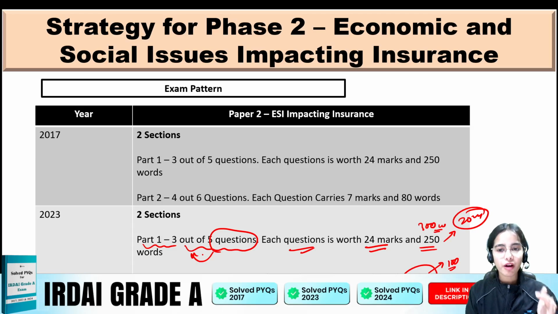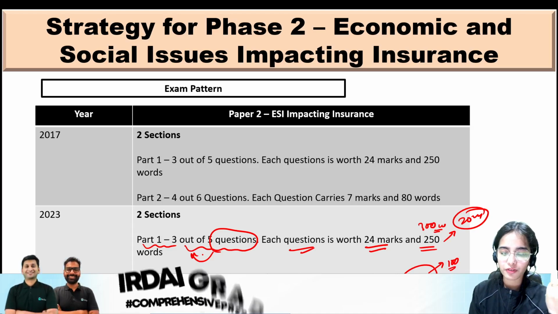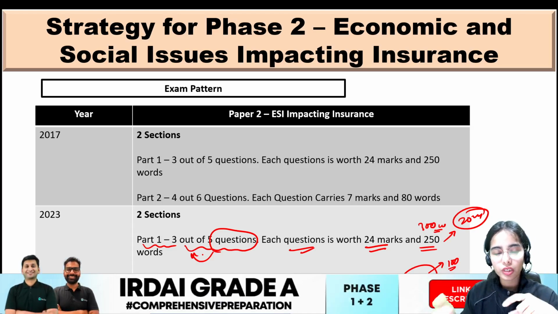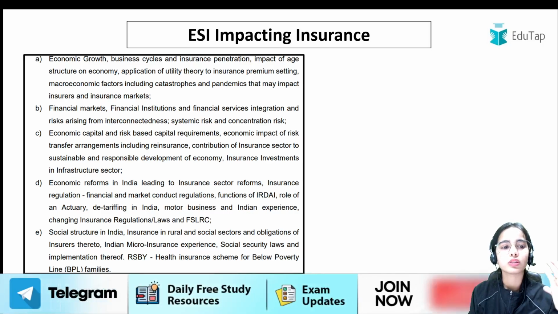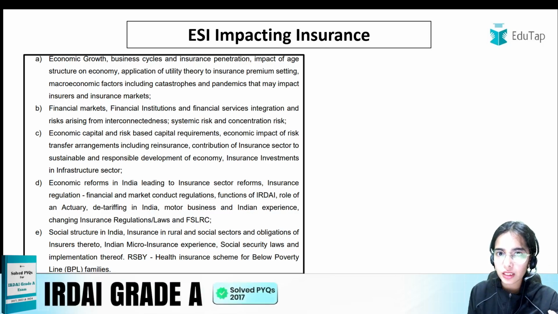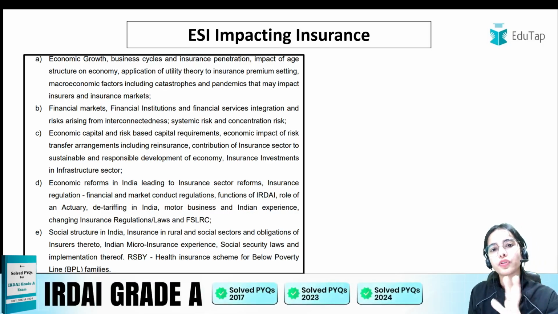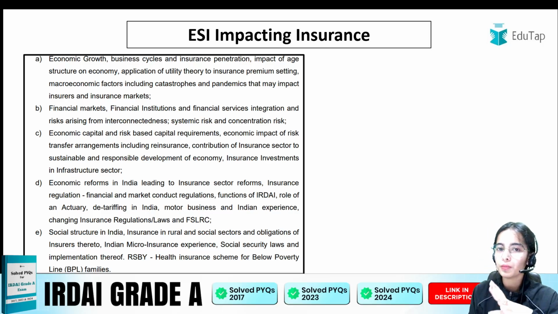So here you have to focus on the... in 2024, as I've told you, the word limit was changed. Okay, but remember that you have to focus on the concepts. If your concepts are clear, then you will be able to answer all the questions nicely.